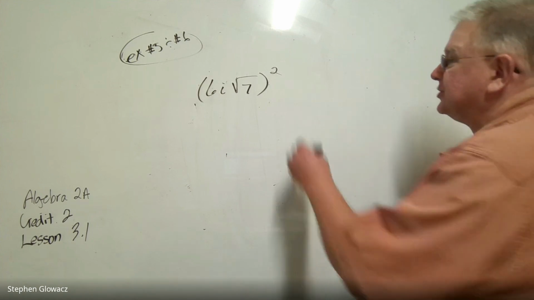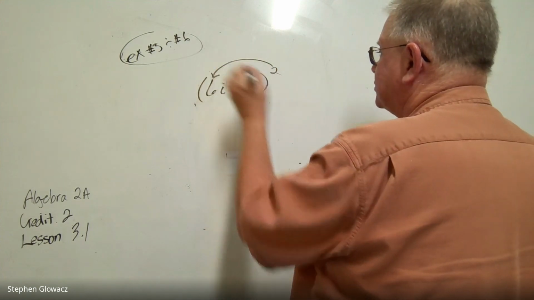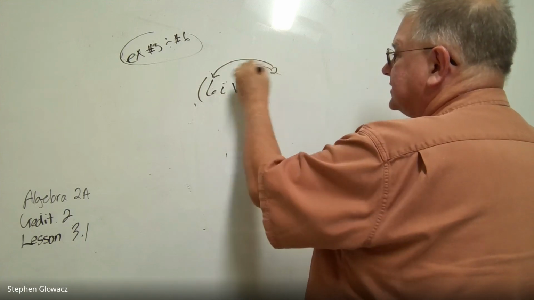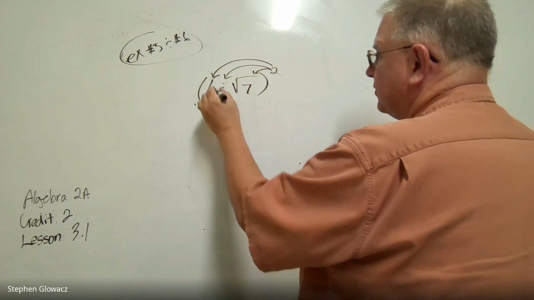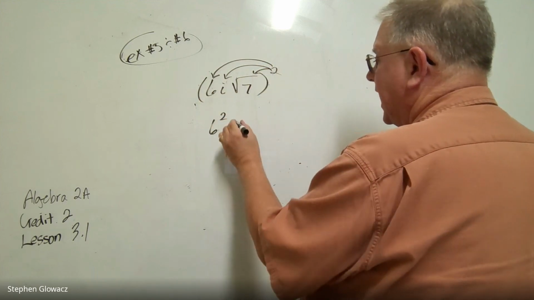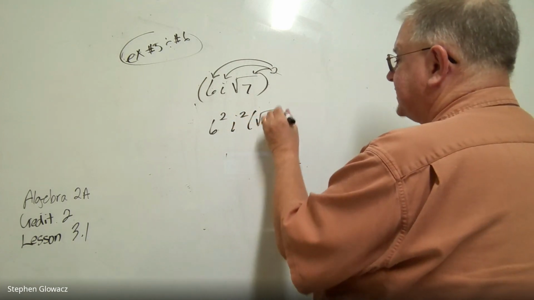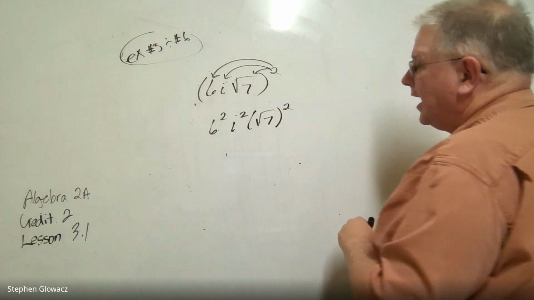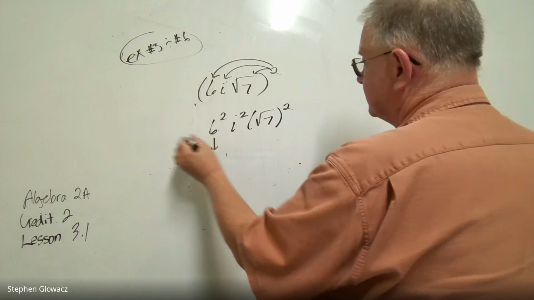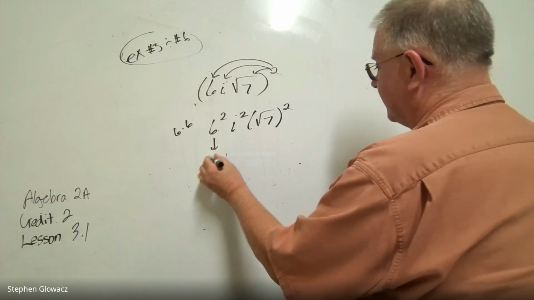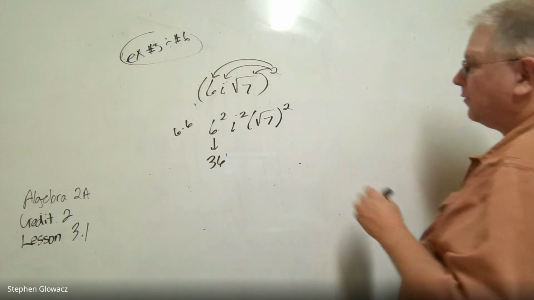So what we can do is distribute this exponent to each item, since this is all one term inside the parentheses. So we have 6 squared, i squared, and we'll talk about that in a second, and then the square root of 7 squared. So 6 squared, which of course means 6 times 6, squaring a number means you're multiplying it by itself, is 36. Now what about i squared?